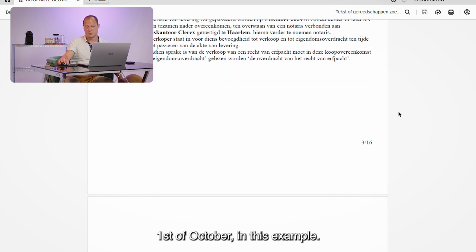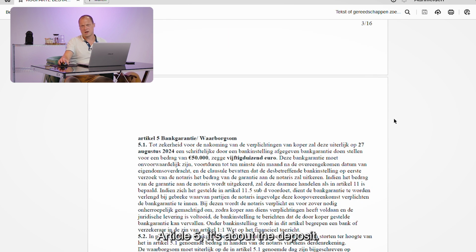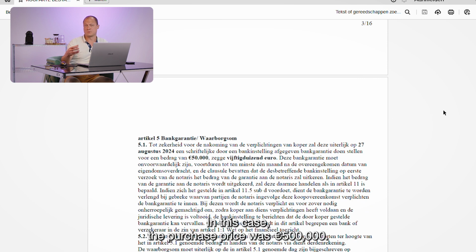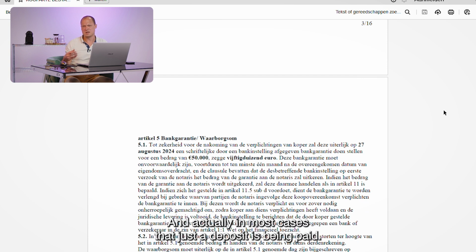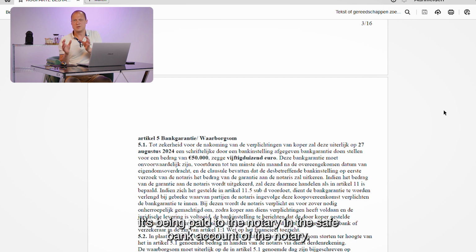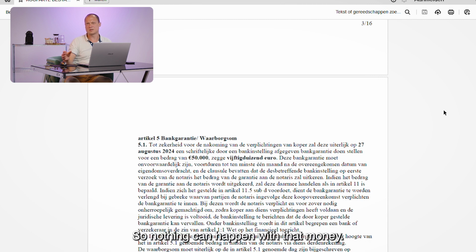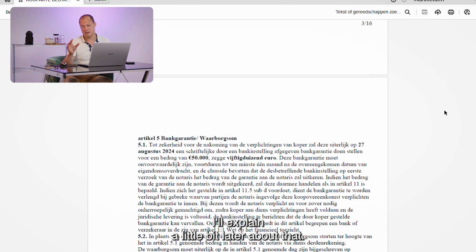Article 5 is about the deposit, because a buyer of a property in Holland pays, in most cases, 10% deposit. In this case, the purchase price was 500,000, so he pays 50,000 euros of deposit. You can also do like a bank guarantee, but that costs money, and I see in most cases that just a deposit is being paid. It's being paid to the notary and a safe bank account of the notary. So nothing can happen with that money. Well, nothing yet. I'll explain a little bit later about that.